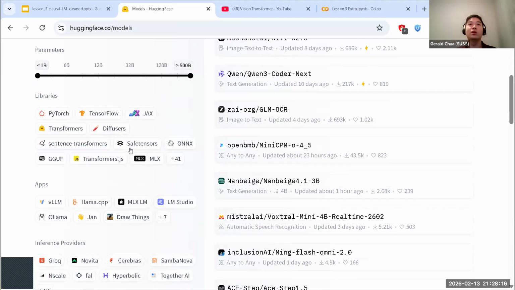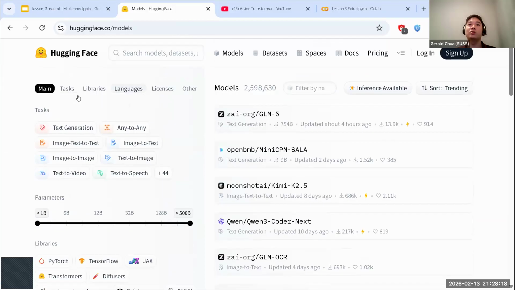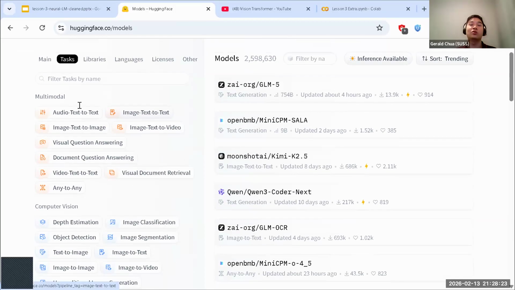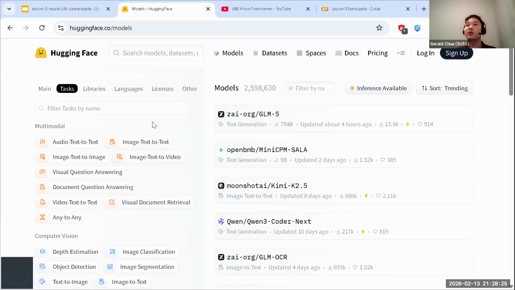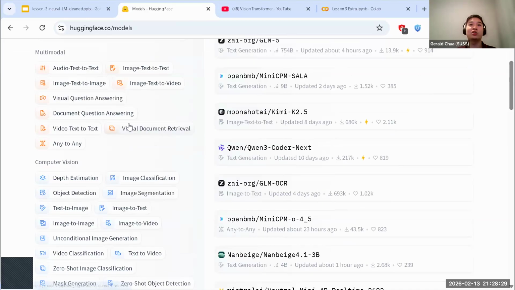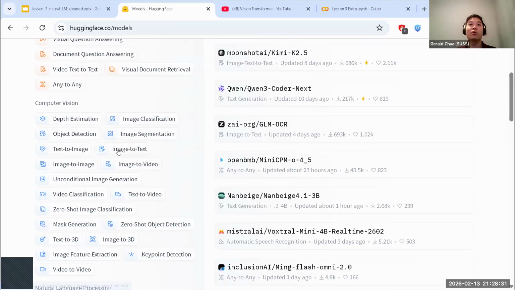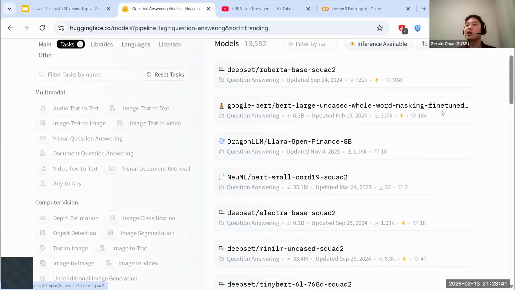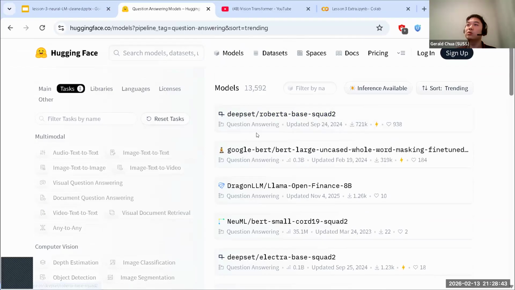So for example, if I want, based on task, okay, I realize the Hugging Face website just updated its own interface. It looks like it changes quite regularly. I've been using it for a couple of years. It changes quite a lot. So for example, if I want a natural language processing model, maybe for question answering, I click on question answering. Then you can see these are a few of the latest models.